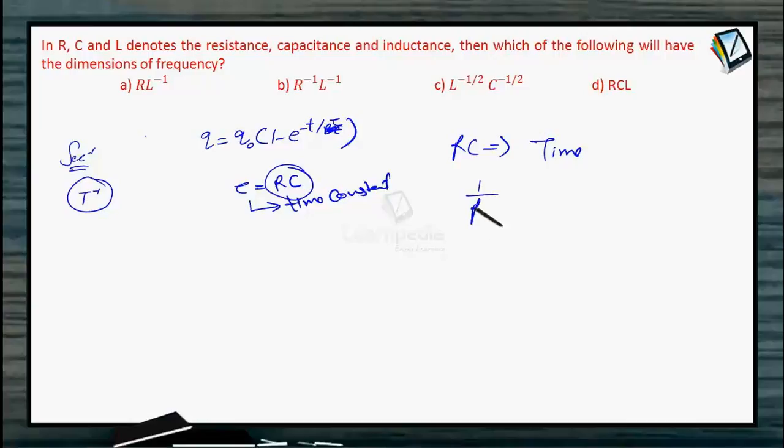So RC has the dimension of time. That means 1 upon RC has the dimension of frequency. Do you see 1 upon RC here? No, I don't see it. Anyway, there's one more thing.